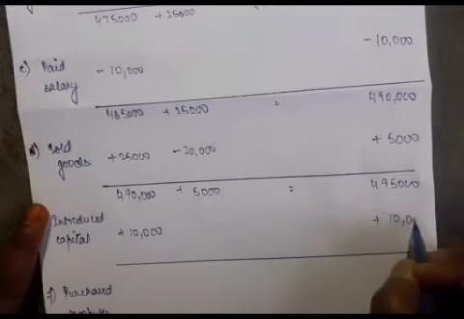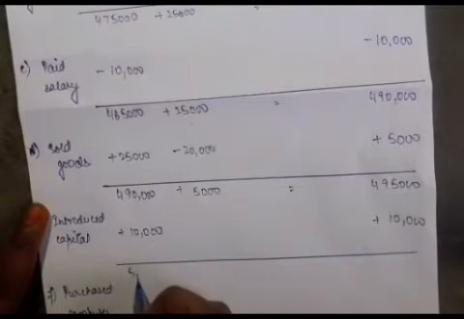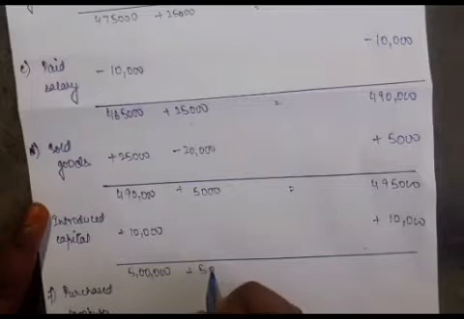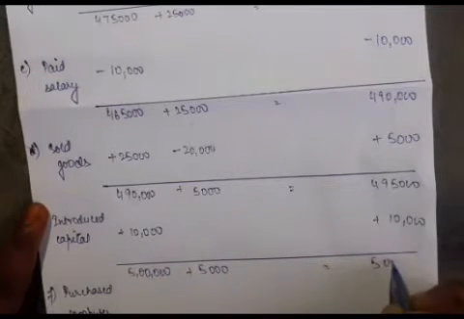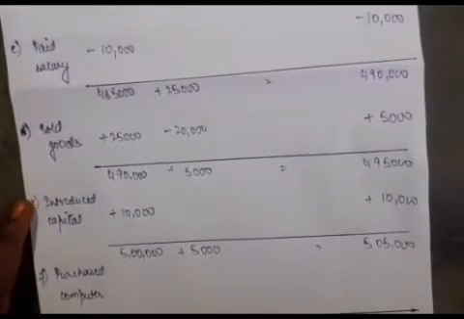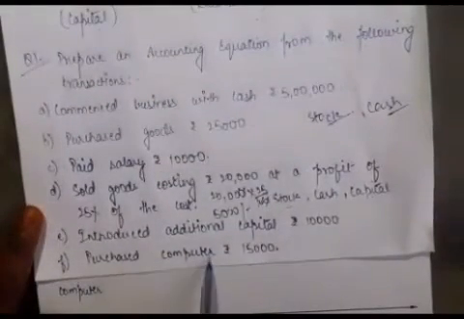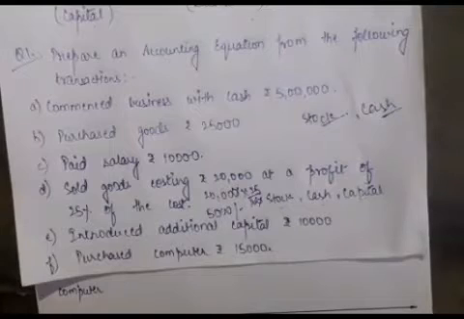Okay, so the new equation that we got is 4,90,000 plus 10,000, it becomes 5 lakh here, and 5,000, and here if you add it up, it also becomes 5,05,000. So here again our equation is being tallied. Okay, now the next and the last transaction of the question that we have is purchase computer rupees 15,000. We are purchasing a computer, and because computer is an asset, it will come in the asset side.